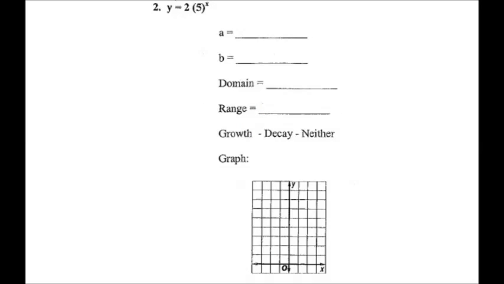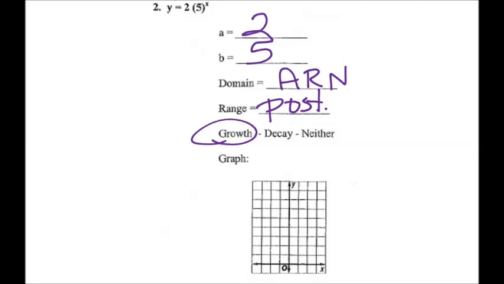So looking at number 2, a is 2, b is 5. The domain is all real numbers. Okay, this has nothing to do with this problem, but in case you're having trouble finding the right problem, your pages may be in a different order than what I did this, okay? Your range, we look at a, it's positive, so it's going to be the positive numbers. Your growth, decay, or neither, we look at b, and it's greater than 1, so we have growth. We know it's going to go through the point (0, 2), and it's growth, which means it's going up, so it should look something like this.